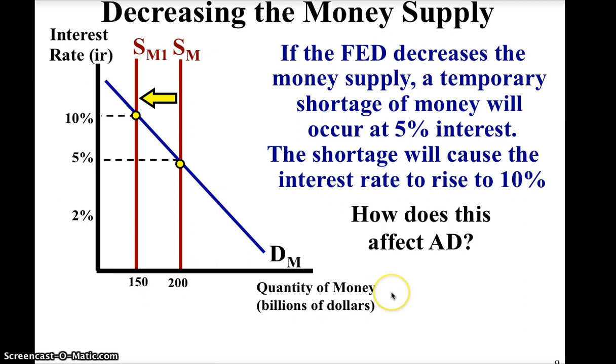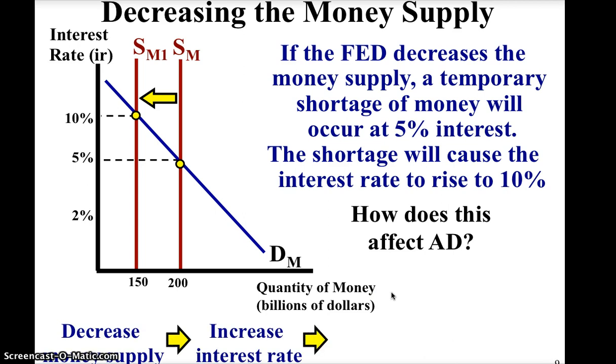Now, how will this affect aggregate demand? A decrease in the money supply will lead to an increase in the interest rates, a decrease in investment, right? Because the higher the interest rate, the less likely that businesses and consumers are going to take loans, and that decrease in investment is going to lower aggregate demand, right?